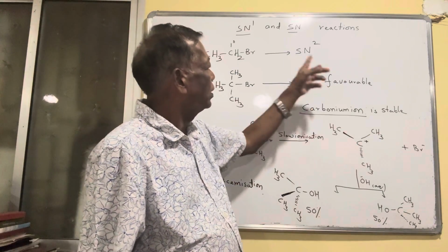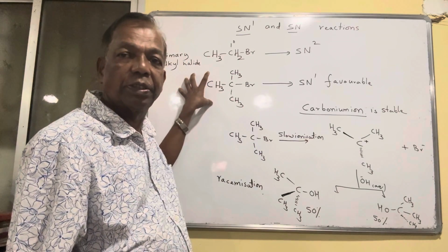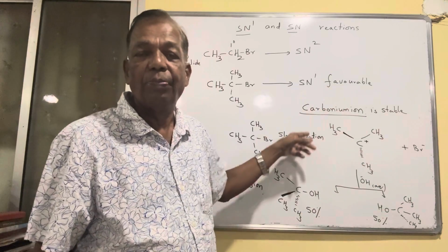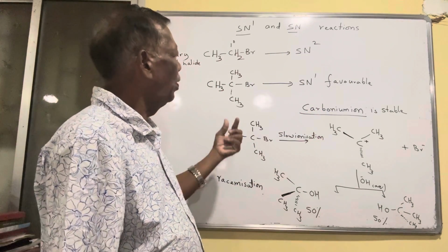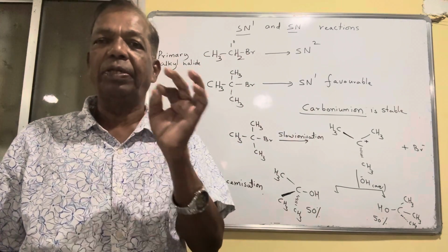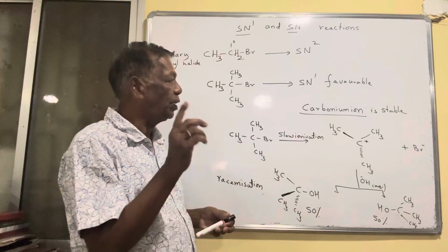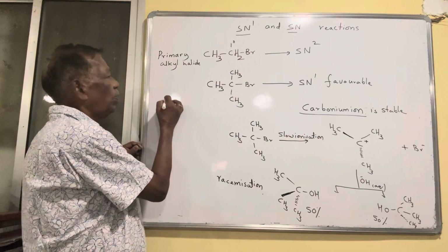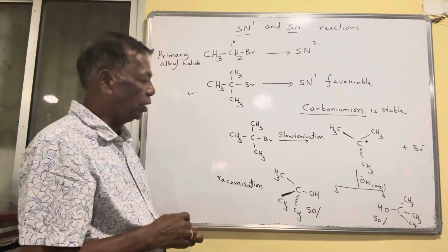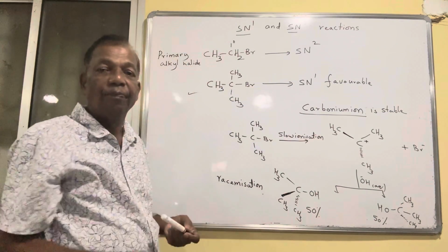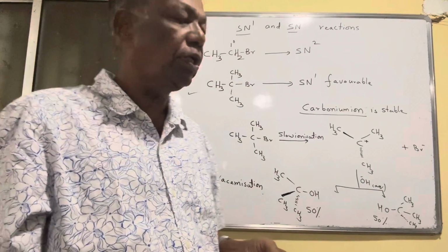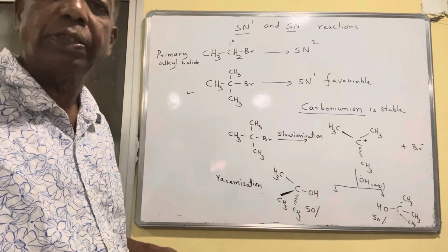Now, if it is a tertiary carbon or tertiary alkyl halide, the carbonium ion formed is found to be stable, and because it is stable, a tertiary compound will always undergo SN1 reaction faster. Okay, so please note that properly. So tertiary will always favor which one? SN1. So remember this. Now, if it is primary, it will always favor what? SN2. Now why is it so? So remember this also. Why? I'll explain to you.